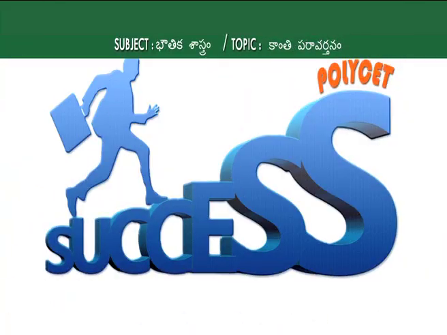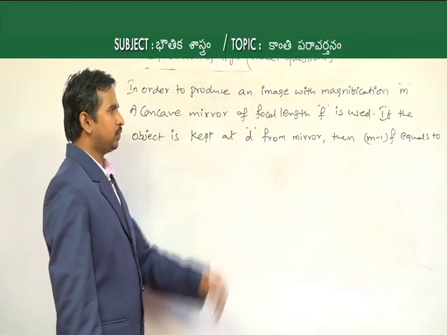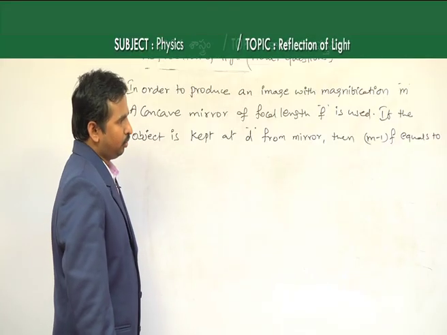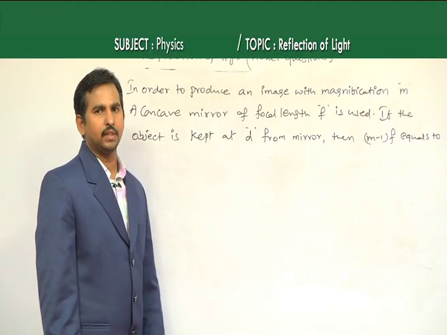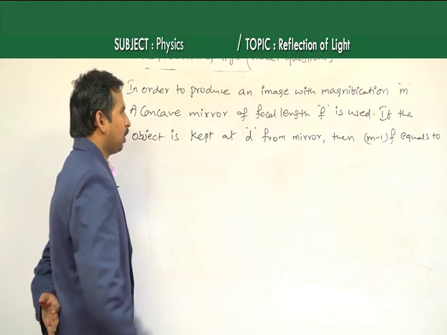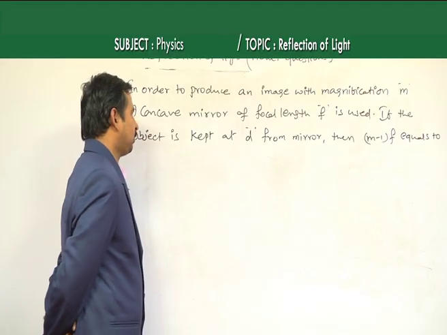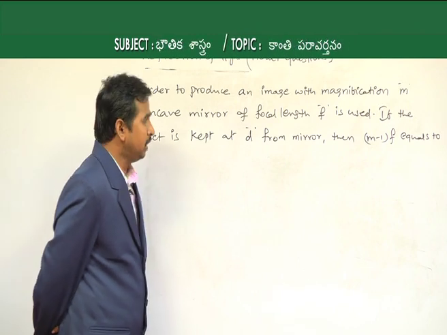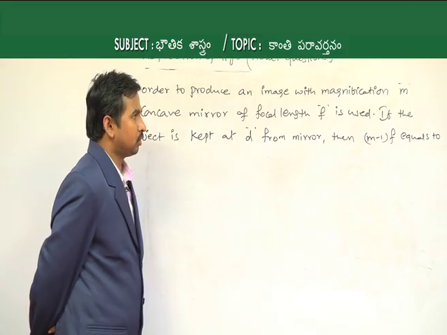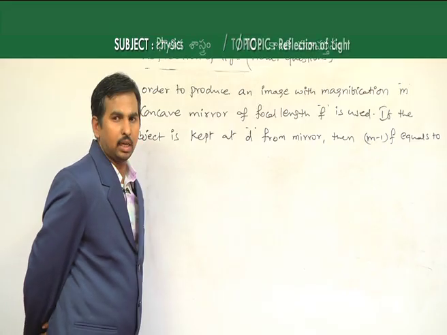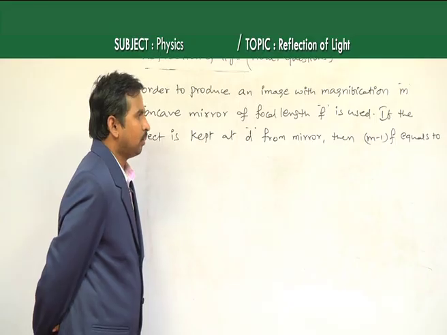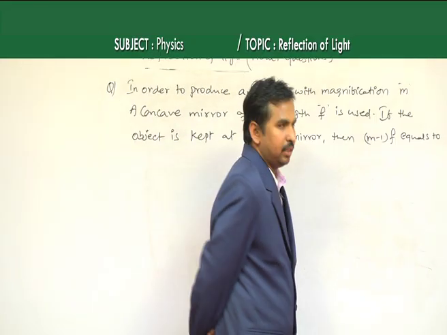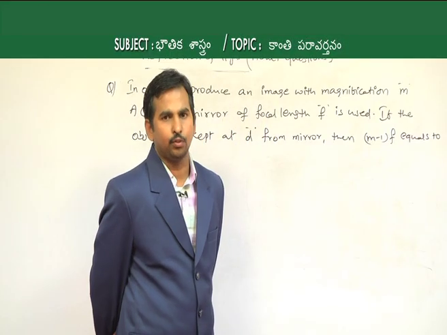In order to produce an image with a magnification m, a concave mirror of focal length f is used. So the magnification is already given, and a concave mirror of focal length f is used if the object is kept at d from the mirror. So the object distance is given, the image distance is not given, the focal length is there, and the magnification is also given. Then we have to find the value of m minus 1 of f.